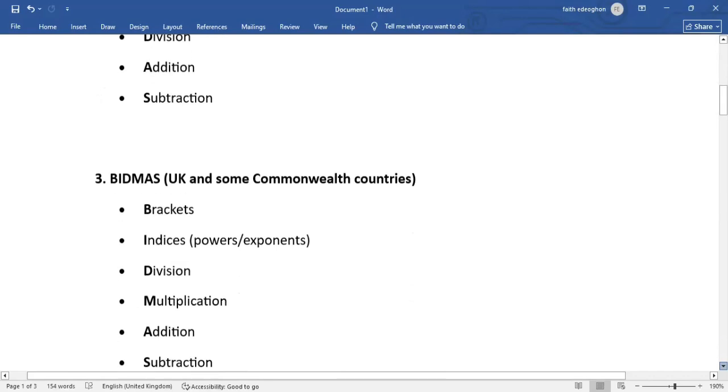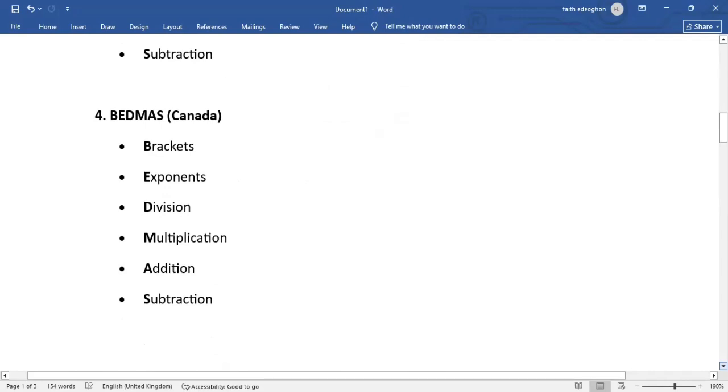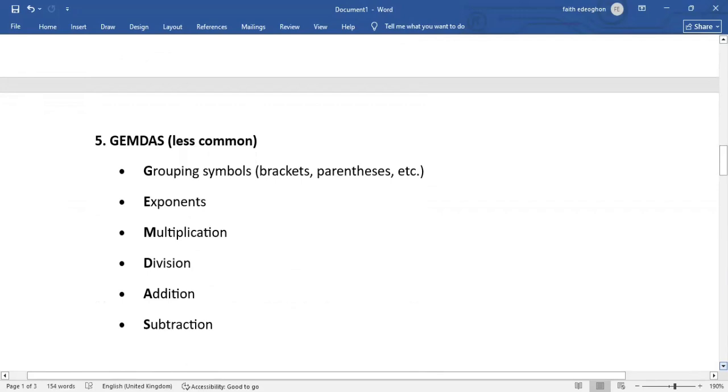And then the next, BEDMAS. The B is for bracket, and the E is for exponents, just like order or indices, which are also powers. There is GEMDAS. Now, GEMDAS is grouping symbols, like brackets, parentheses. So you see, the difference is just the names. They all mean the same thing. It could be brackets, like BODMAS. It could be parentheses, like PEMDAS. It could be grouping, like GEMDAS. So they all mean the same thing.